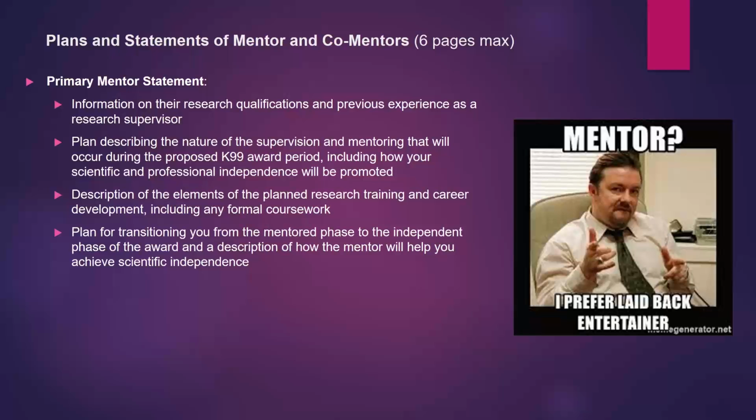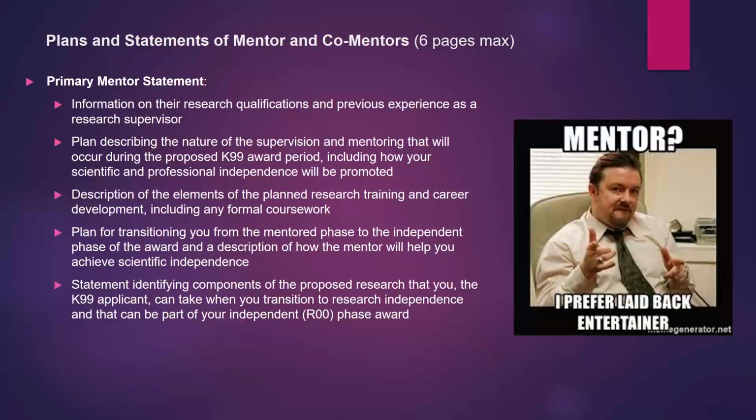They need a plan for transitioning you from the mentored phase to the independent phase, so from going K-99 to R00, and a description of how your primary mentor will help you achieve scientific independence. They need to include a statement identifying components of the proposed research that you, the K-99 applicant, can take when you transition to research independence, and that can be part of your independent R00 phase award.